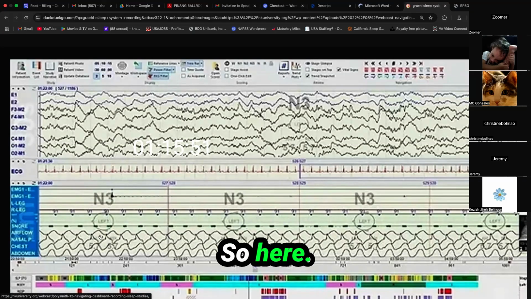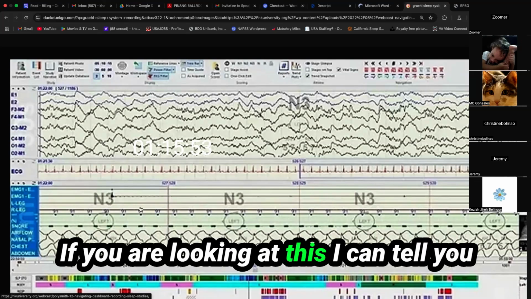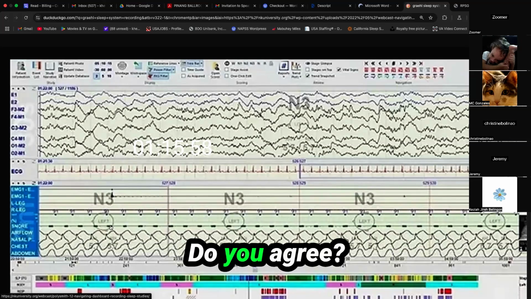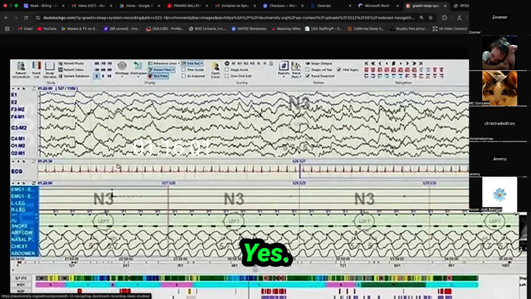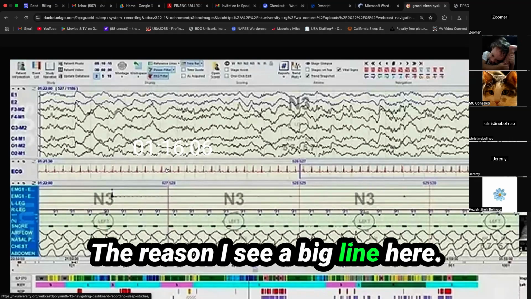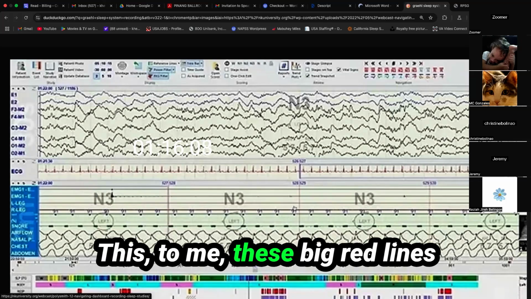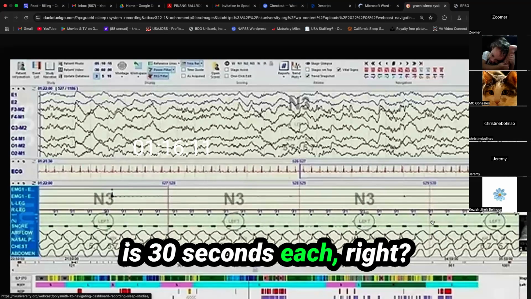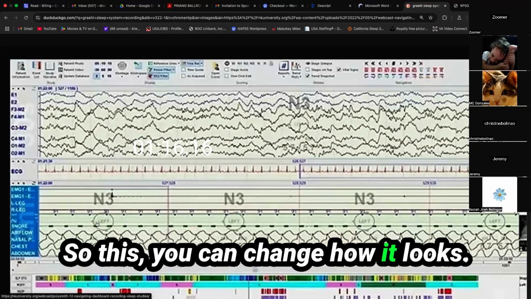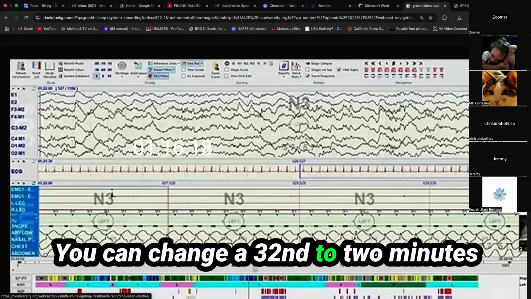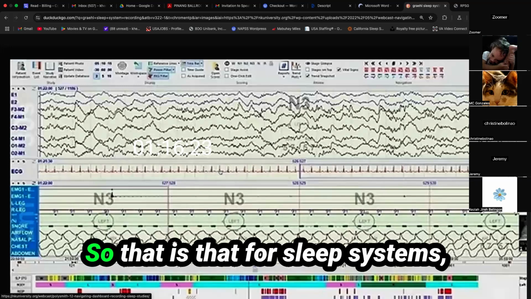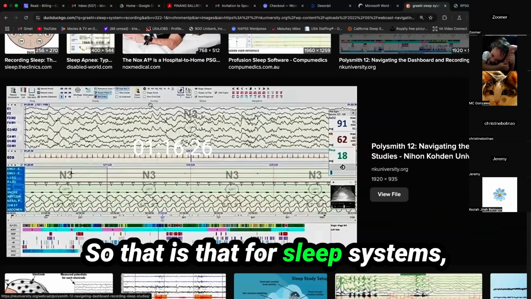So here, if you're looking at this, I can tell you right now that this is not a 30-second epoch. Do you agree? Disagree? Yes. Yeah, this to me is 2 minutes. The reason I see a big line here, these big red lines, is 30 seconds each, right? So you can change how it looks. You can change a 30-second view to 2 minutes or 5 minutes or 10 minutes. Then you can see it further out. All right, so that is that for sleep systems.